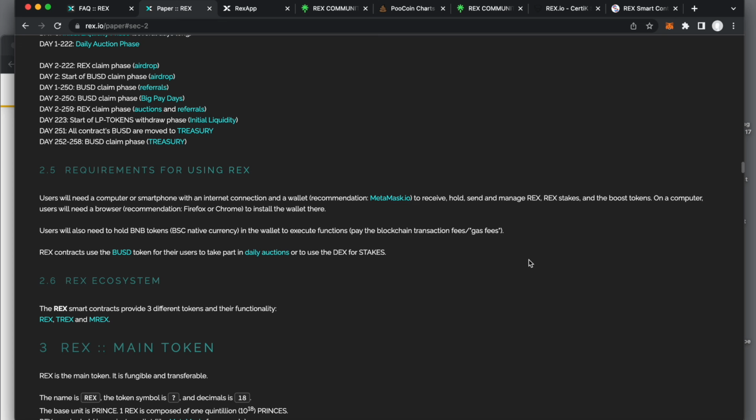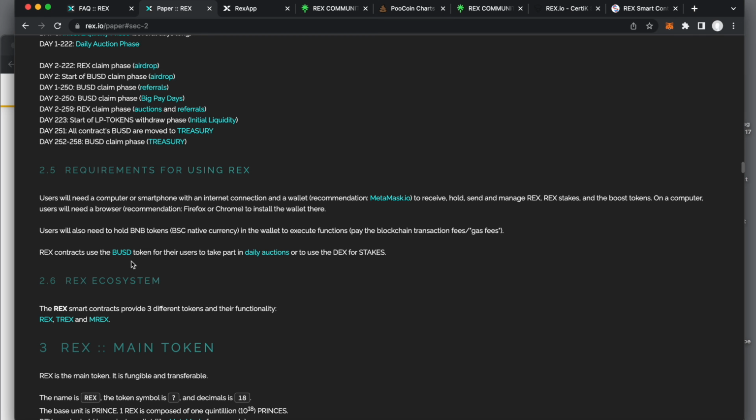Users will also need to hold BNB tokens because that is the BSC native currency. That's the Binance Smart Chain native currency. So to do anything in Rex, you will need gas money, and gas money is held as BNB. So anything you want to do costs gas, and you have to have gas fees in your wallet in order to be able to do anything. You'll get some nasty errors if you don't have any BNB.